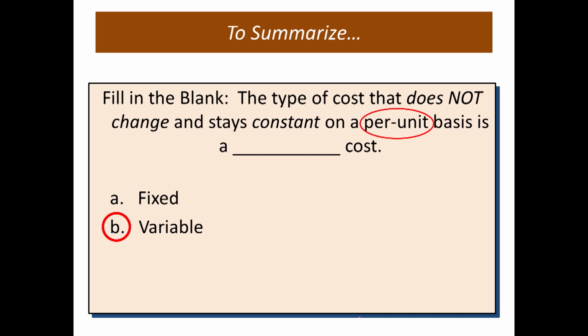Variable. It's variable because I'm asking on a per unit basis. Take a look at this. But do you see how somebody might focus in on "does not change, stays constant," and that just sounds like a fixed cost? Well, it would be if I was asking about it on a total basis, but I'm not. I'm asking about it on a per unit basis. Are you with me? So be aware of that. Cool? Questions?